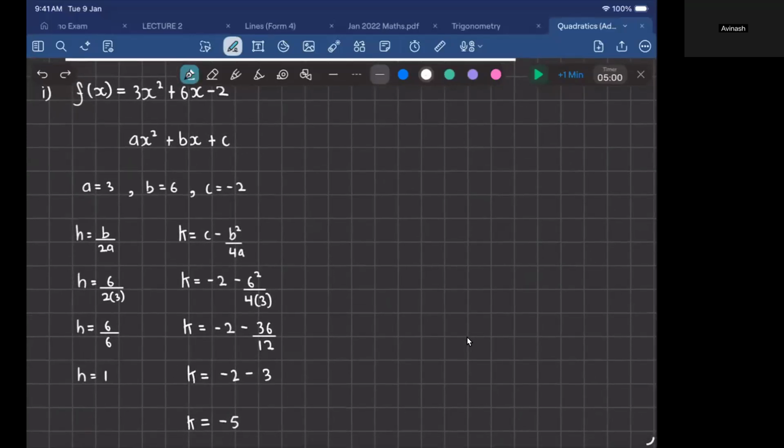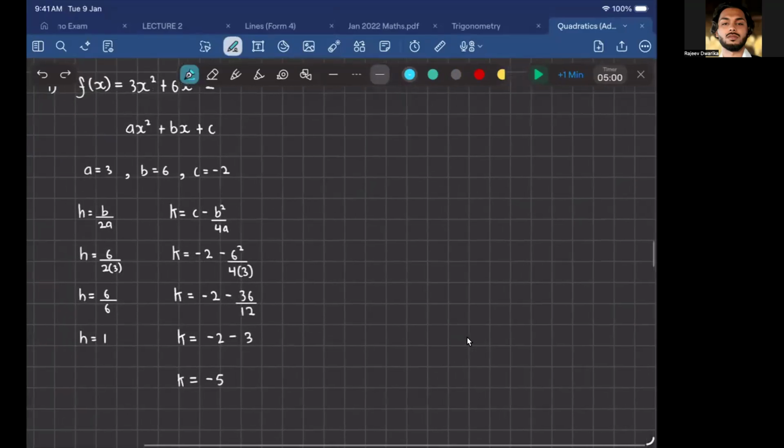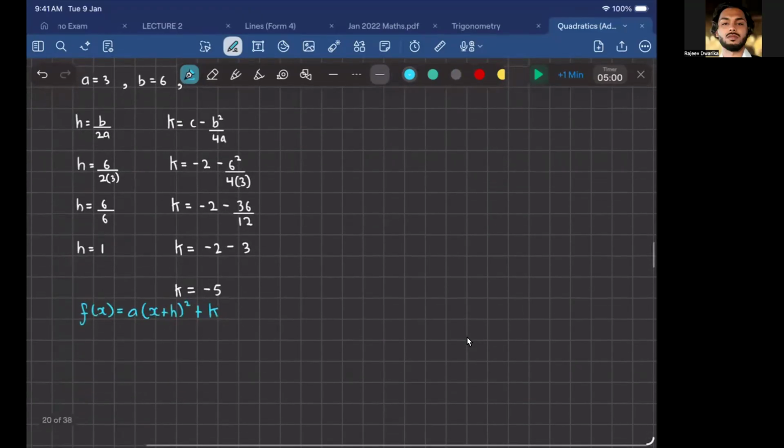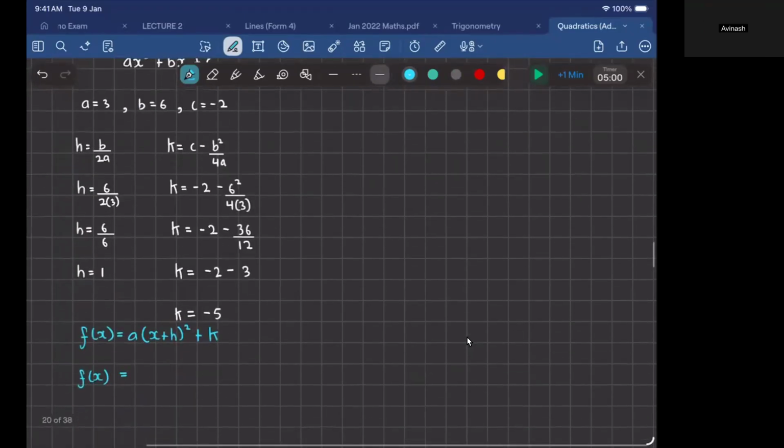So we have a, we have h, we have k. That being said, I could write it in the form that we want now. Remember, a completing the square form looks like this. It is a, open bracket, x plus h, close brackets, squared, plus k. Great. I would like you to tell me what a is. A was 3. What was h? Well, 6.